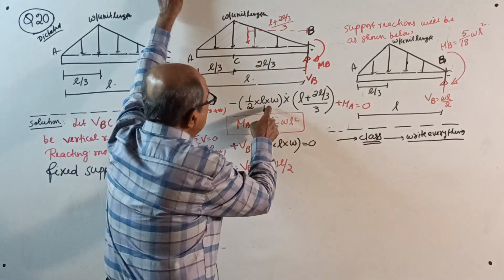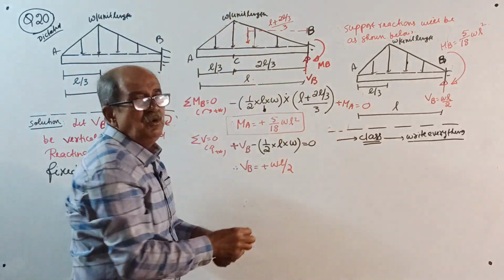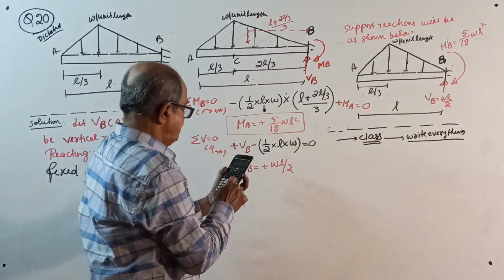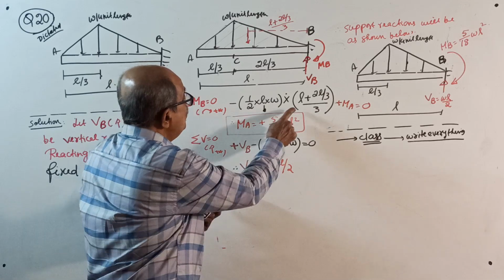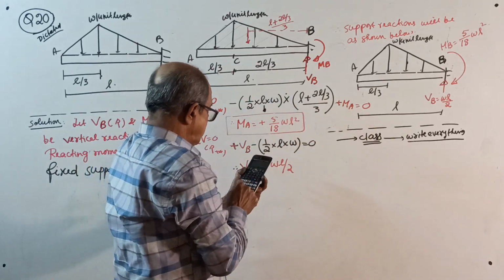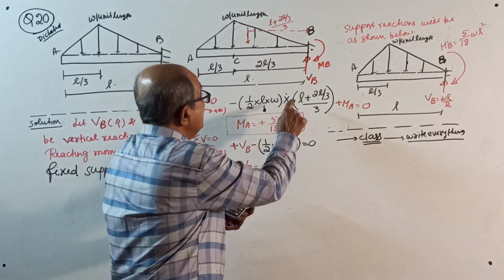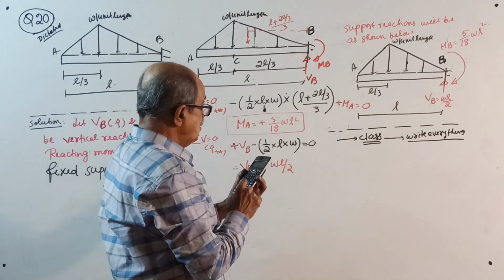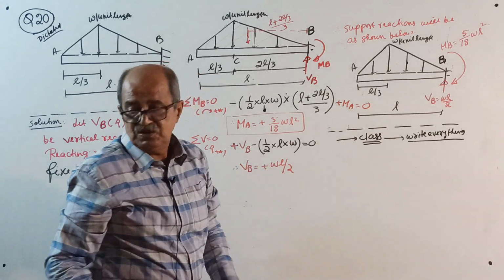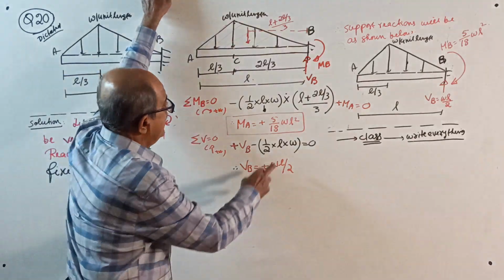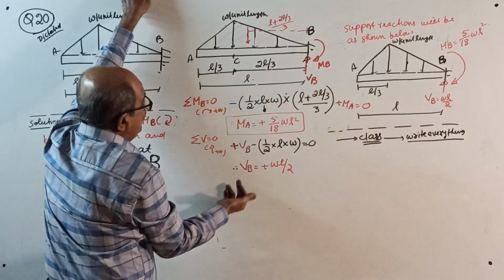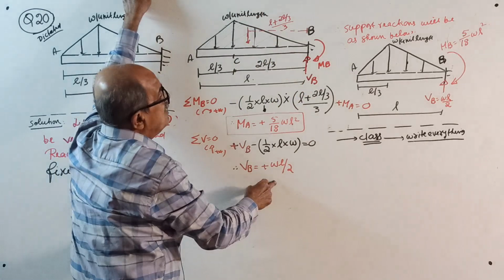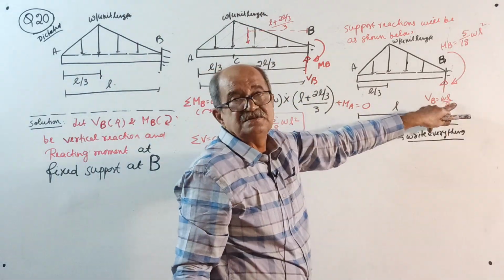Now, how to get the number? See, WL square. How to get the number is very simple. You are engineers. What will I do? Half into 1 by 3 into bracket 1 plus 2 by 3 equal to 5 by 18. So 5 by 18 WL square is the MA, sigma V0 plus VB minus half into L into W0, VA will come. So these are the reactions.